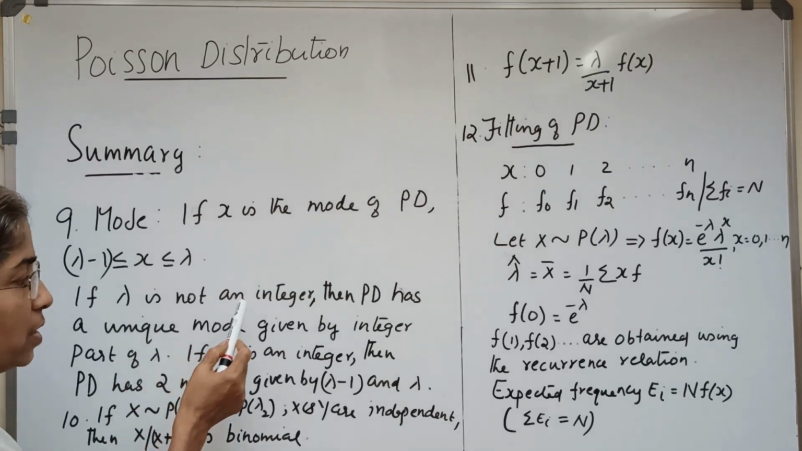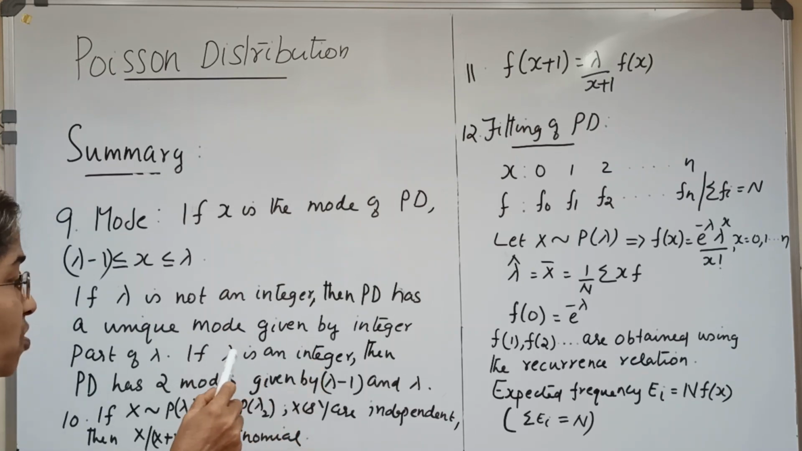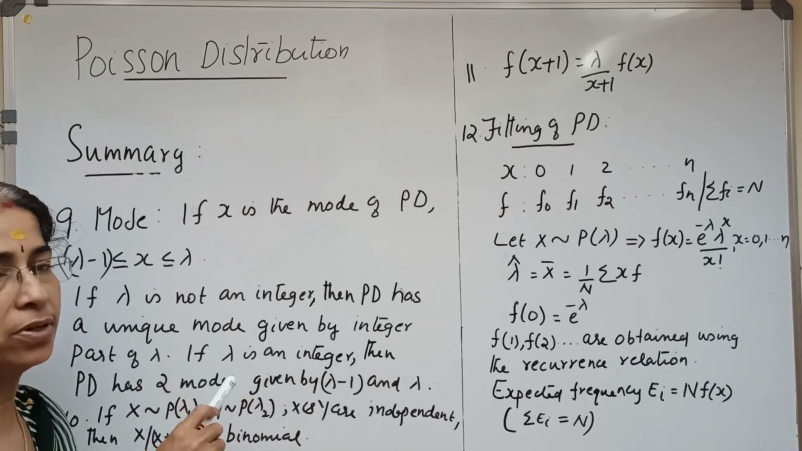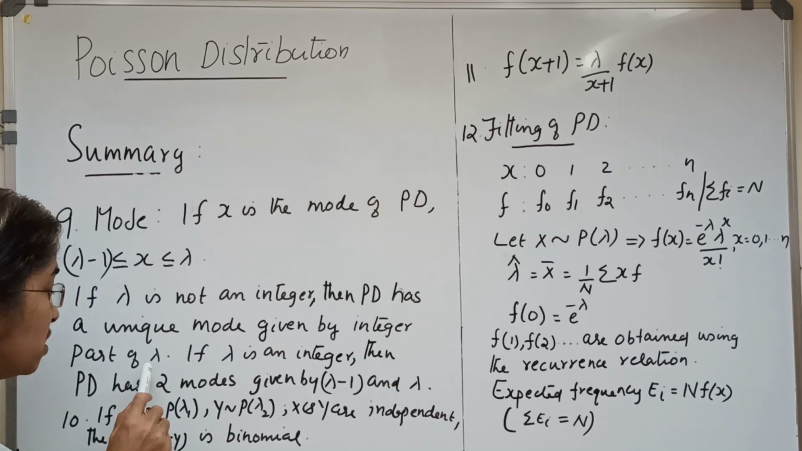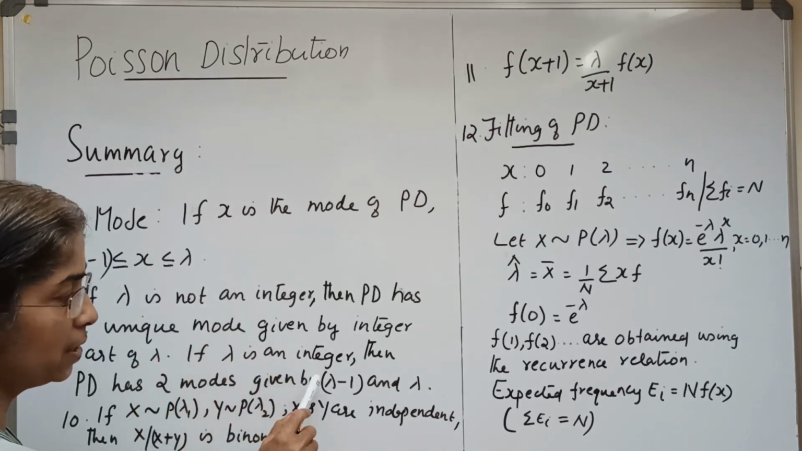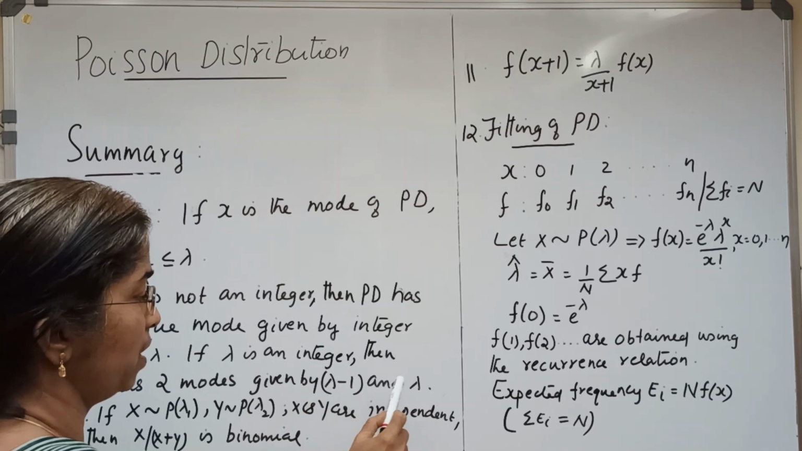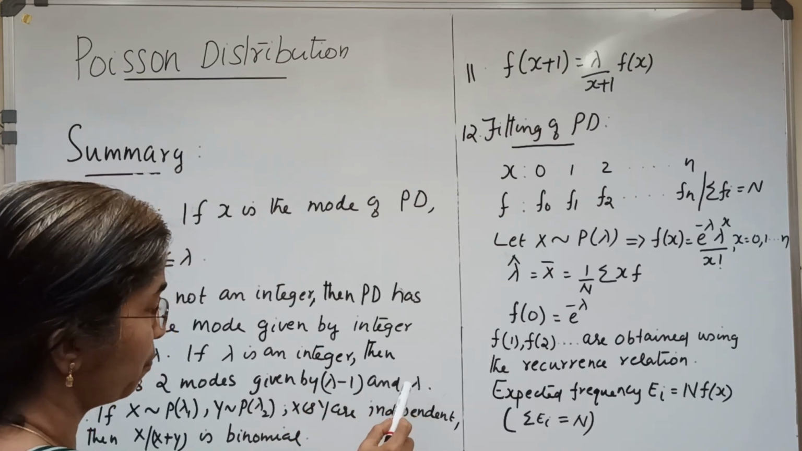If lambda is not an integer, then Poisson distribution has a unique mode given by the integer part of lambda. If lambda is an integer, then Poisson distribution has two modes given by lambda minus 1 and lambda.